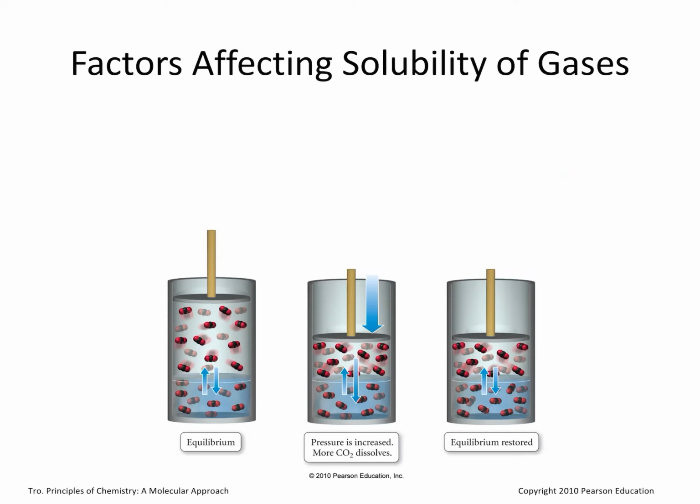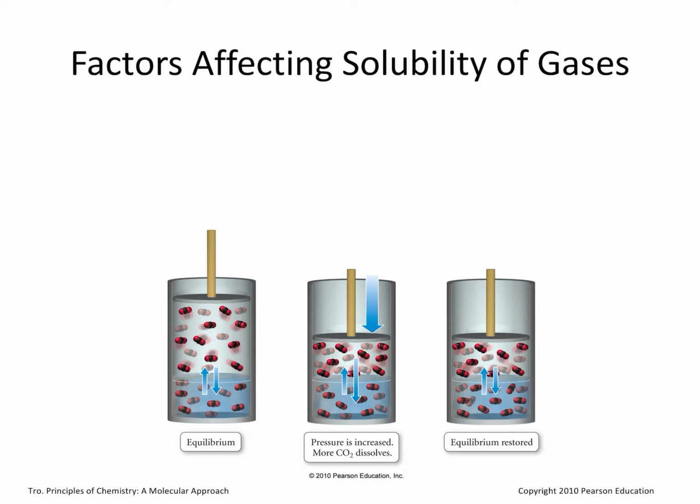The increased solubility of a gas in a liquid can be understood by thinking of a cylinder of water and carbon dioxide. The first cylinder represents an equilibrium between gaseous and dissolved carbon dioxide. The rate of carbon dioxide molecules entering the solution equals the rate of molecules leaving the solution. Now imagine if you decrease the volume. We've learned from Boyle's law what happens when you decrease the volume. You are increasing the pressure.